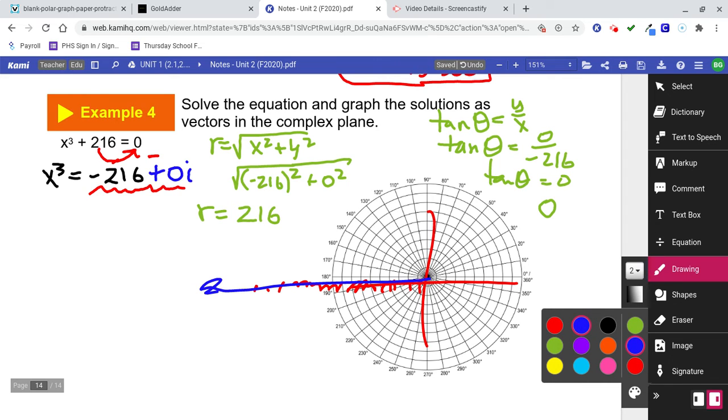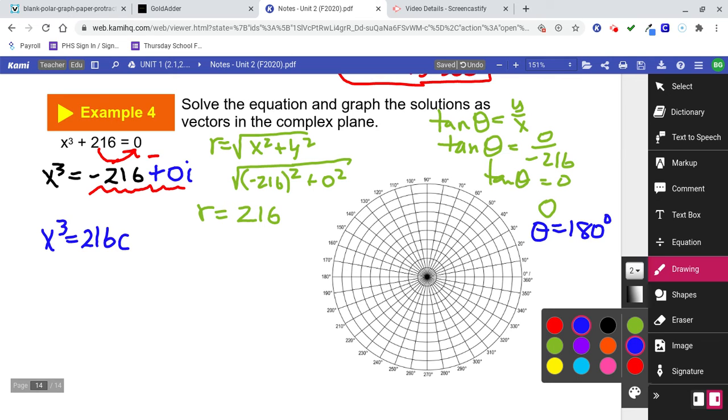Okay? Correct? All we really need out of that is what angle am I pointing? What angle is that? That's 180, right? That's the information that I'm looking for. It's a 0 degree reference angle, but it's at 180. So let me get rid of all this. I want theta equals 180. And so I've got r and I've got theta. I can rewrite my problem as x cubed equals 216 cis 180.